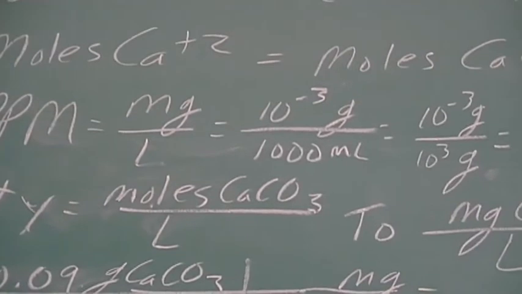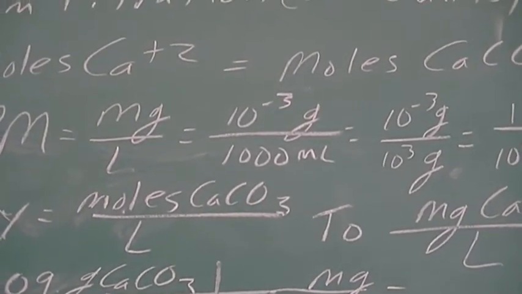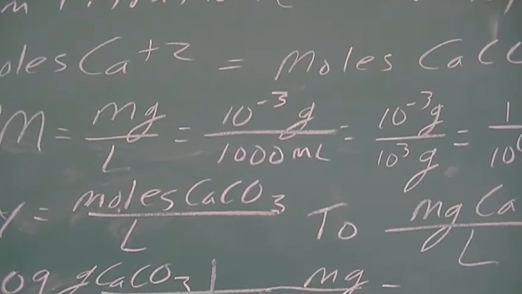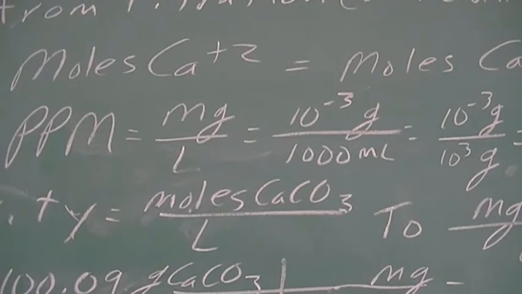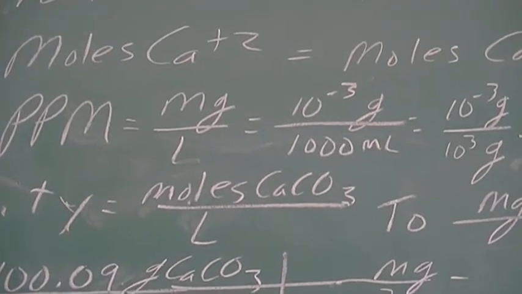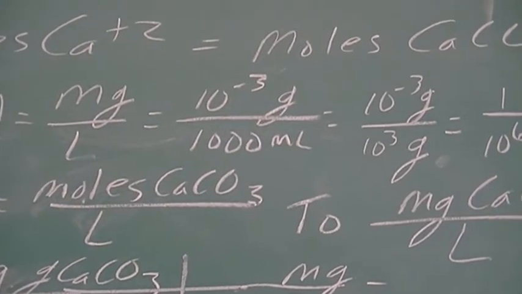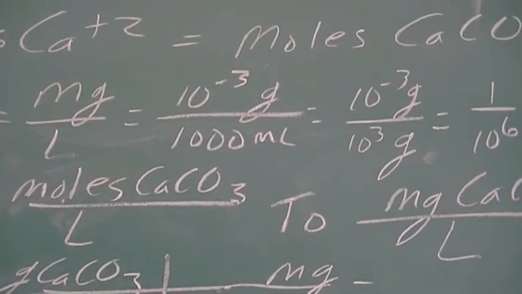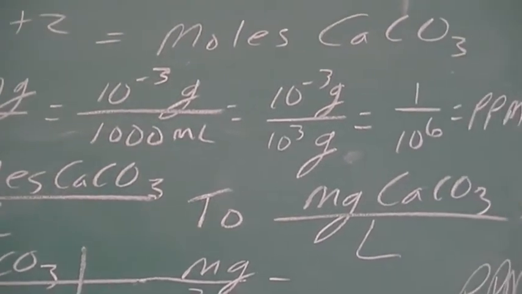So a milligram is 10 to the minus third grams. A liter is 1,000 milliliters. Now these solutions, the hard water, is water. The density of water is 1, and so the volume in milliliters is the same as grams. 1 milliliter of water is 1 gram of water. And so we convert our 1,000 milliliters to 1,000 grams.